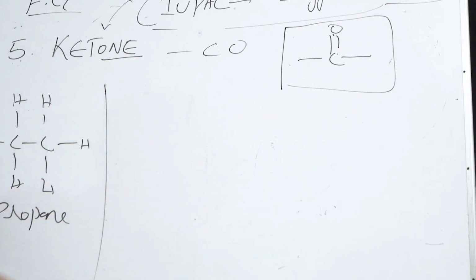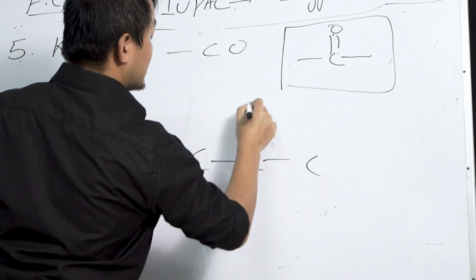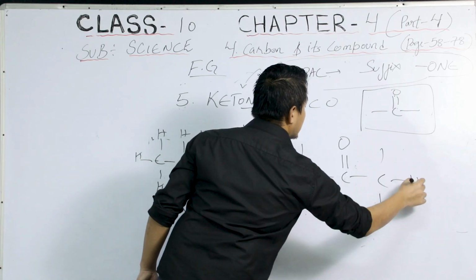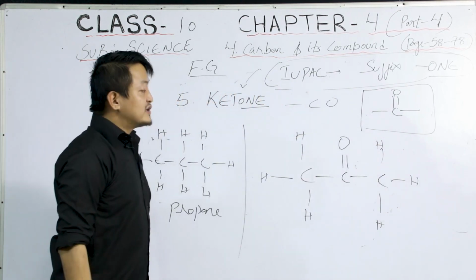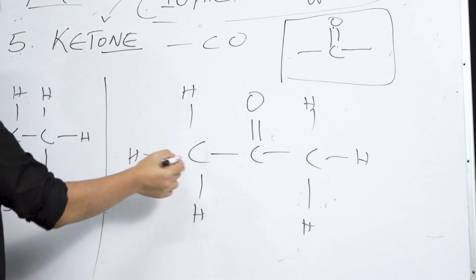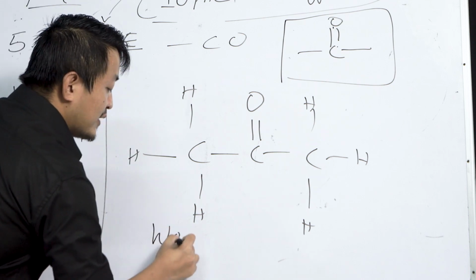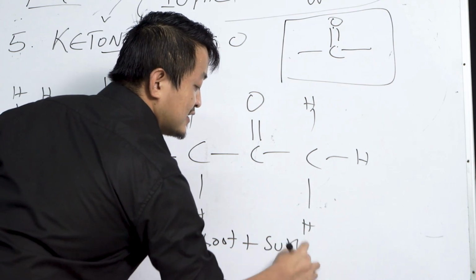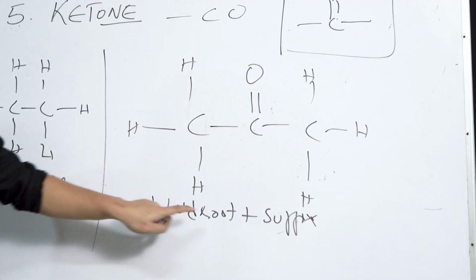So now let's try to substitute this functional group in this propane. See, we have already substituted this ketone in the propane. Now we'll try to name this compound. In order to name the compound, we have this formula, word root plus suffix. Clear? This is the simplest way to write the IUPAC name.